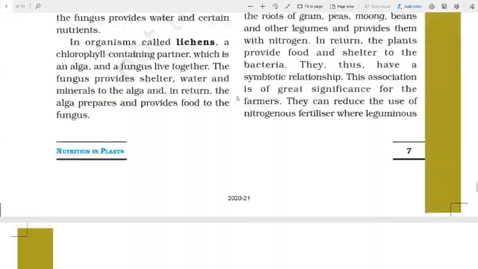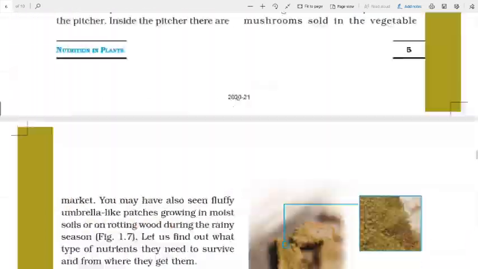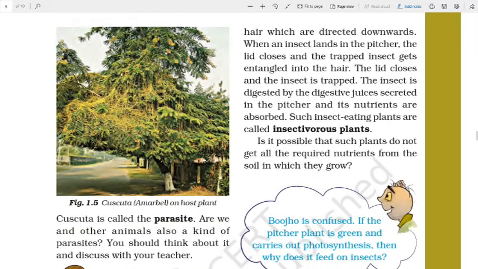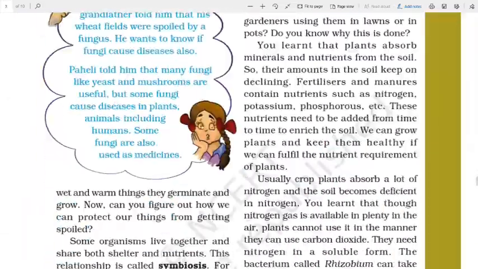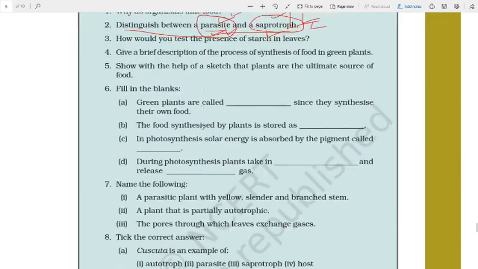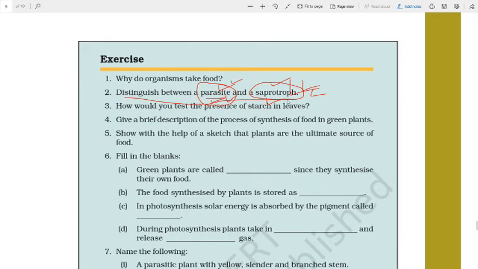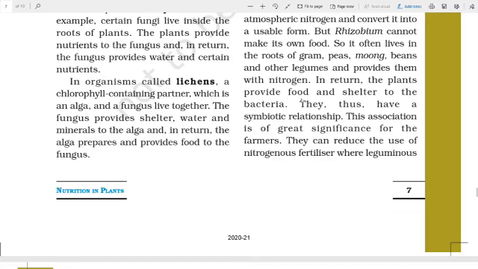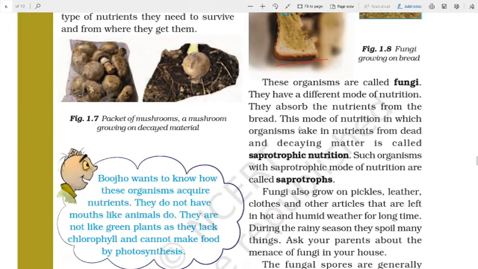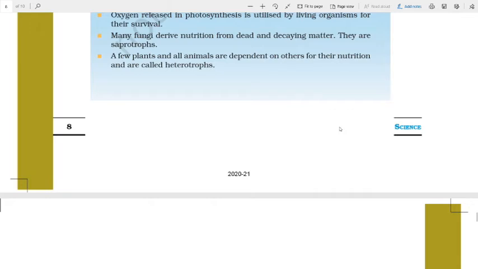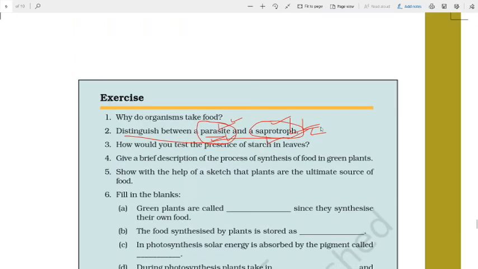An example of a parasite is Cuscuta, which you have seen here in the chapter. This is Cuscuta. An example of saprotrophs is fungus. You have seen here all the fungus, for example the yeast growing on bread and the mushroom which we use as food. Both are fungus and both are saprotrophs. Come to the next question.